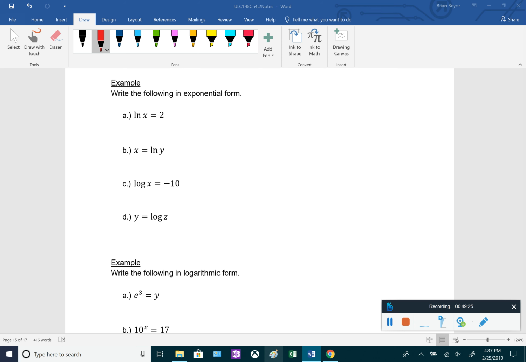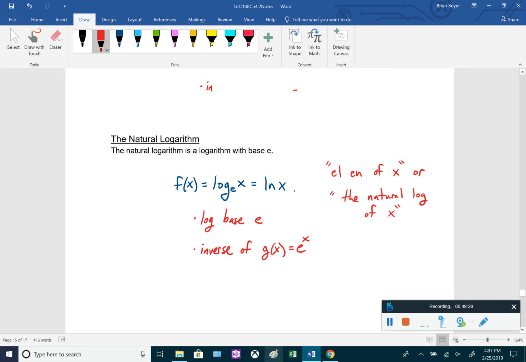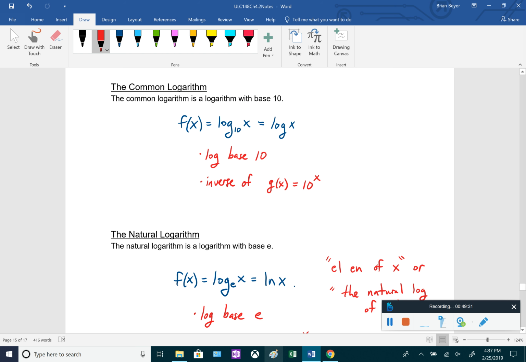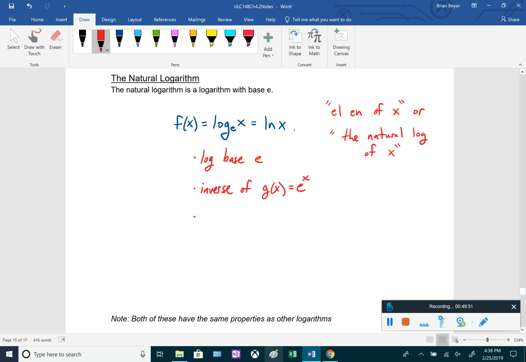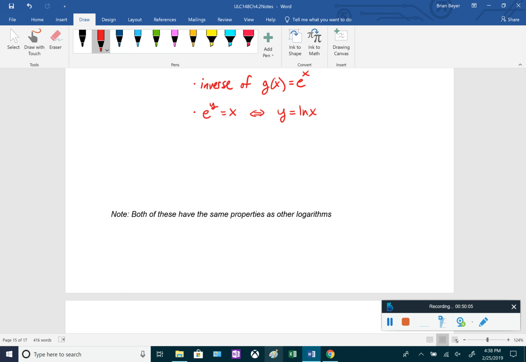So I'm going to write down the conversions back here on this page. So for the common log, converting between logarithmic and exponential form, that means 10 to the y equals x in exponential form is going to be the same as y equals log of x. So it's y equals log base 10 of x, but we don't have to write the base 10. For the natural log, that means that if we have e to the y equals x, base e, that's the same as y equals the ln of x. Y equals log base e of x.